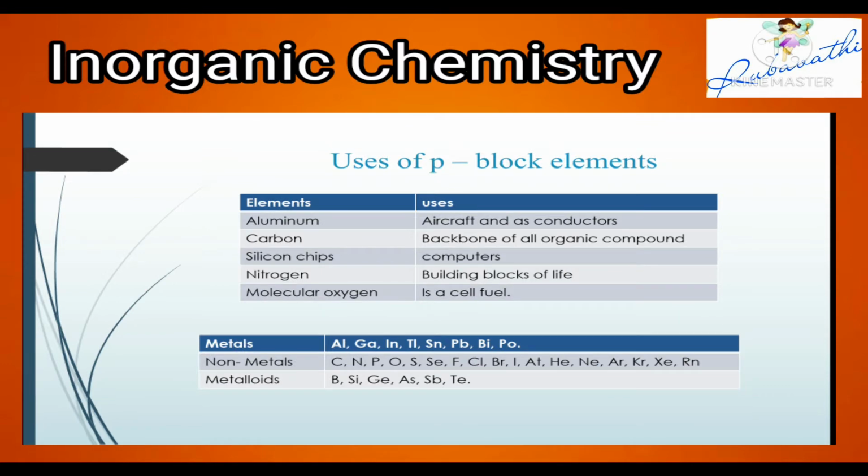Importance of p block elements. P block elements play an important role in our day-to-day life. For example, aluminium plays an important role in aircraft and as a conductor. Carbon is the backbone of all organic compounds. Silicon chips play an important part in computers. Nitrogen acts as a building block of life, and molecular oxygen is a self-fuel. Also, it is the only block which contains non-metals, metalloids and metallic elements.